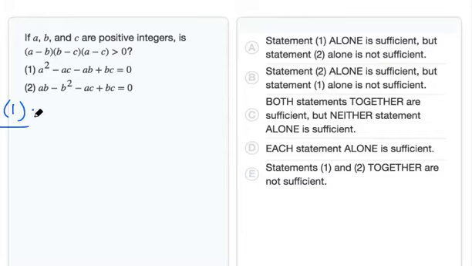Statement 1 gives us an equation. We're given a squared minus ac minus ab plus bc equals 0. Let's try to solve this by factoring. We can group our terms, the first two terms, and then we'll group the second two terms, because the groups have different things in common. So this is called factoring by grouping.